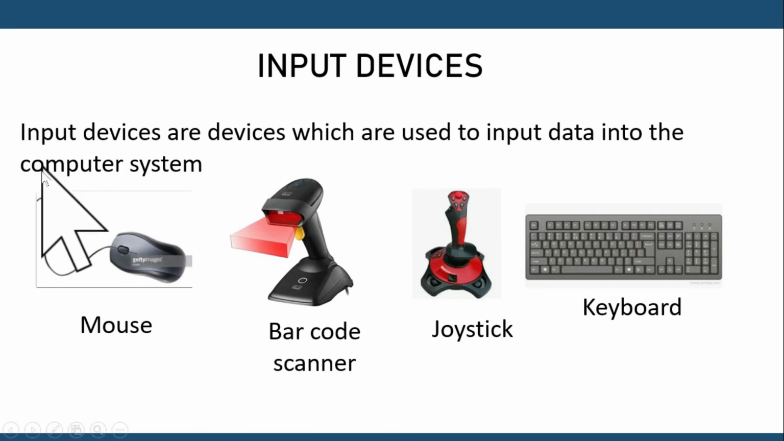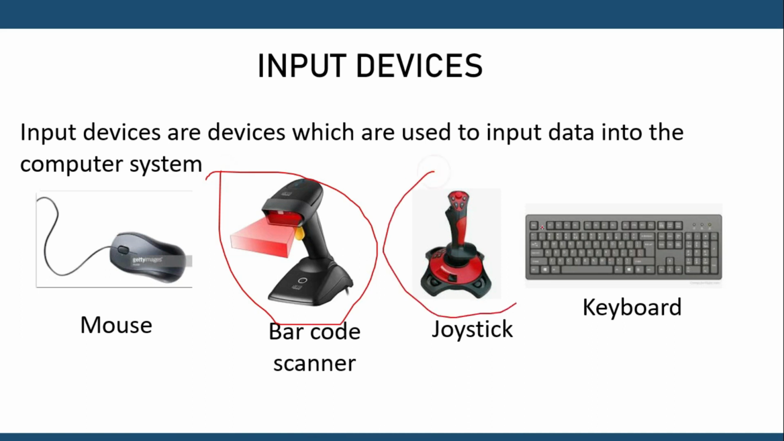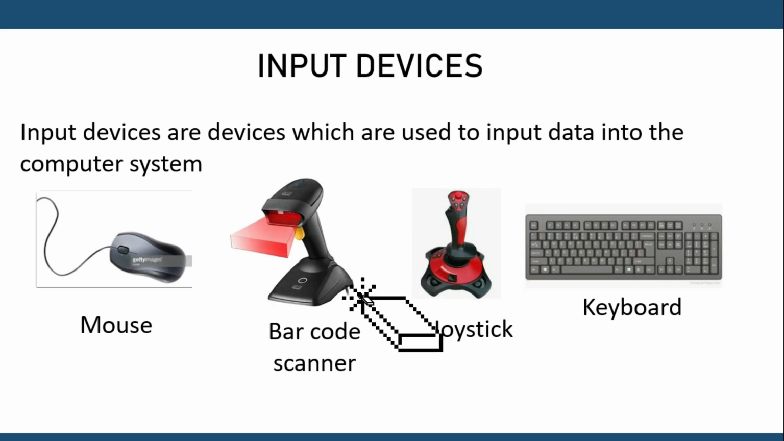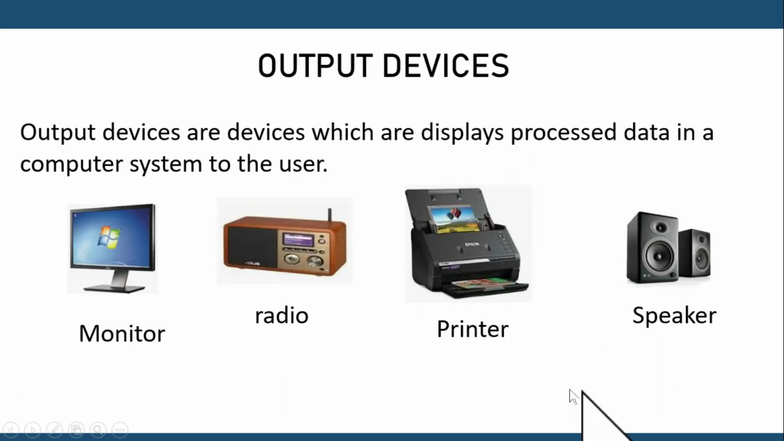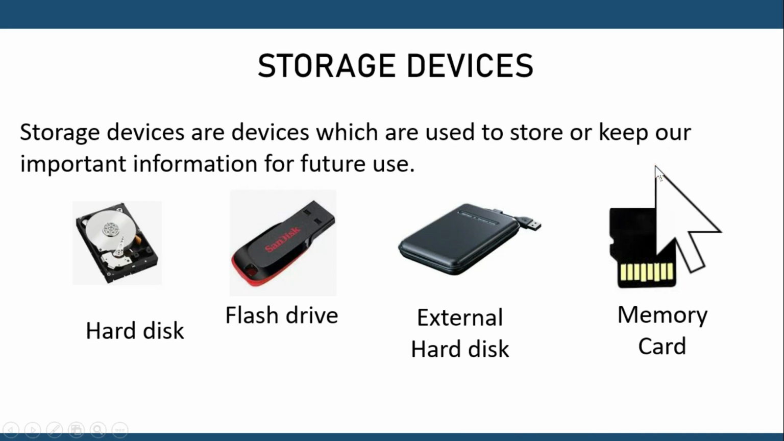For example, input devices are devices which are used to input data into the computer system, and these are examples of input devices: mouse, barcode scanner, joystick, where you can draw attention to all these. This helps to have a better look at your mouse pointer, and it also draws the attention of your audience during your PowerPoint presentation. So these are some of the reasons for having your mouse pointer increased on your Windows interface.